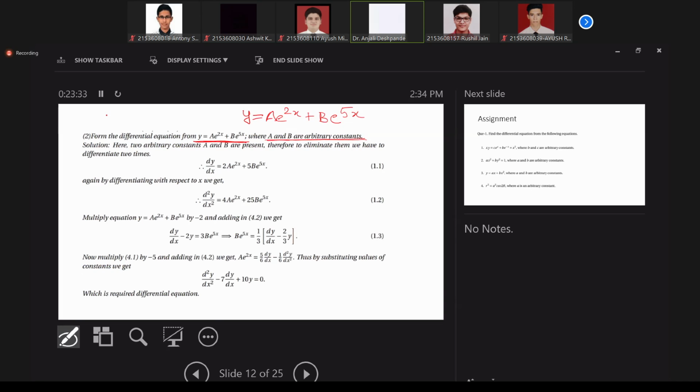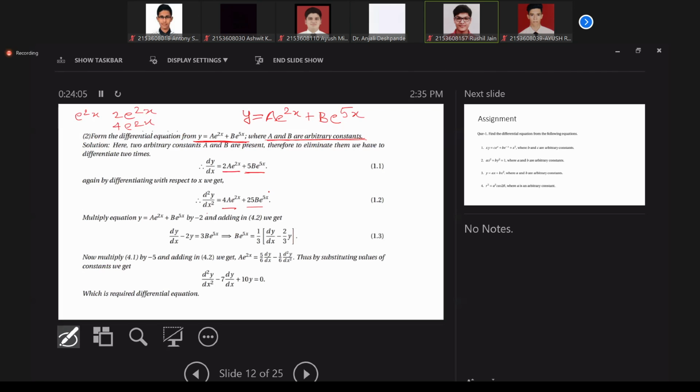So here when we say dy by dx, everybody knows the derivative of e raised to 2x, what is it? 2 into e raised to 2x. So therefore here we will write dy by dx is equal to 2a e raised to 2x plus 5b e raised to 5x. Is this much clear to everybody? First derivative. Now second derivative. If you differentiate one more time, this will become 4a e raised to 2x plus, same way, 25b e raised to 5x.